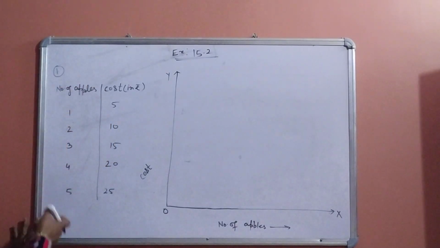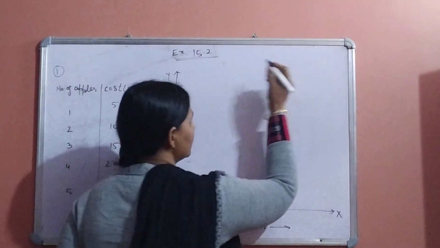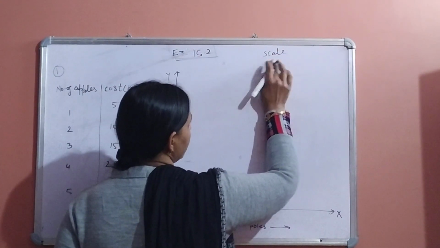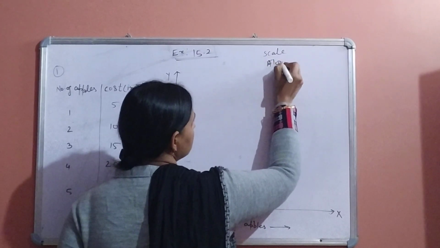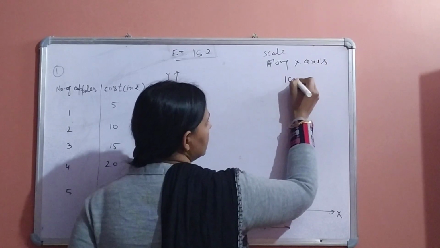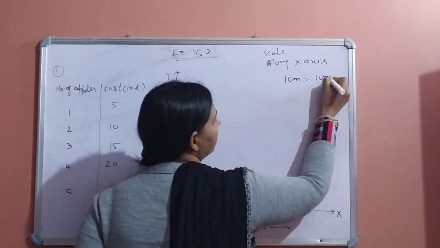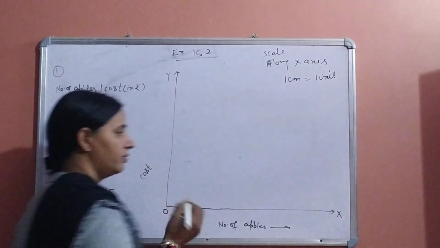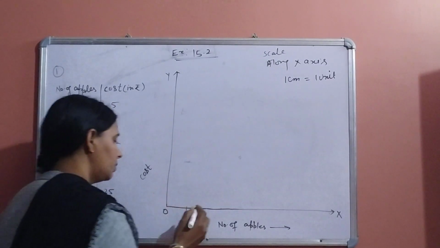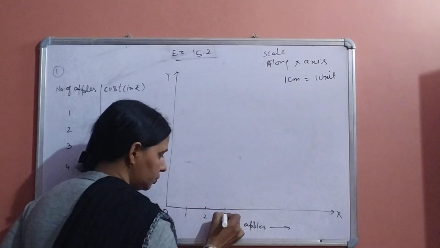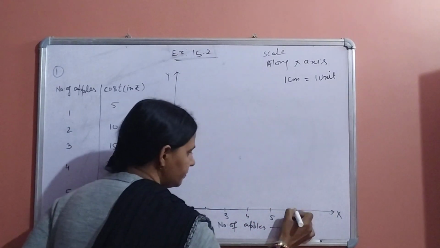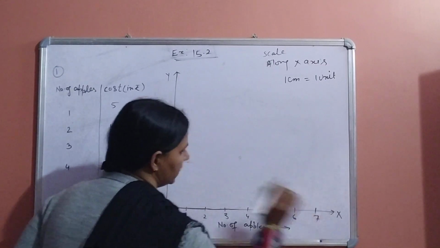Number of apples are given 1, 2, 3, 4, 5. So we can choose a scale. Here you write for x-axis or along x-axis. On x-axis we are taking 1 centimeter is equal to 1 unit or 1 apple. 1 centimeter is 1 square box. 2, 3, 4, 5, 6, 7.